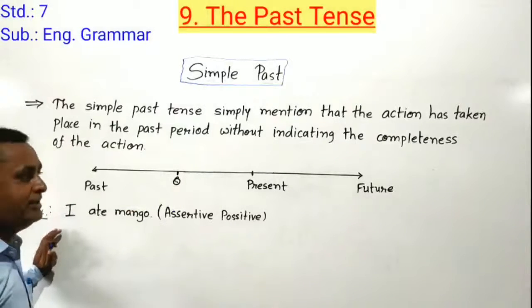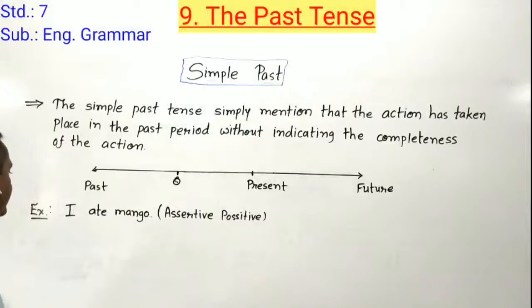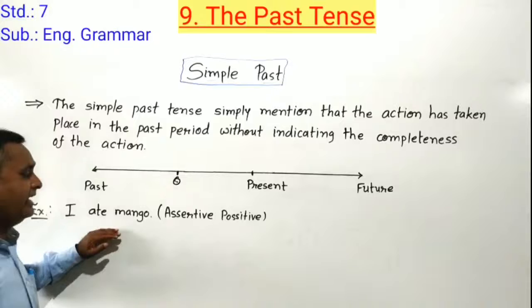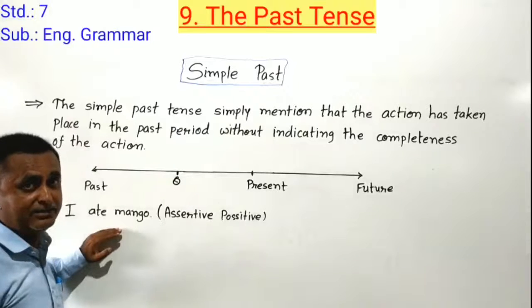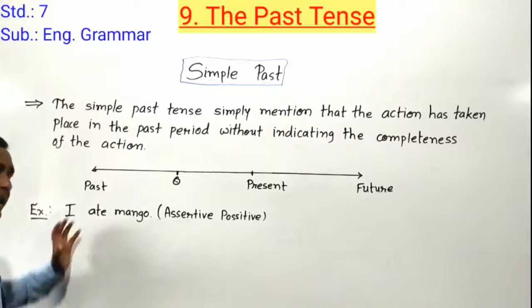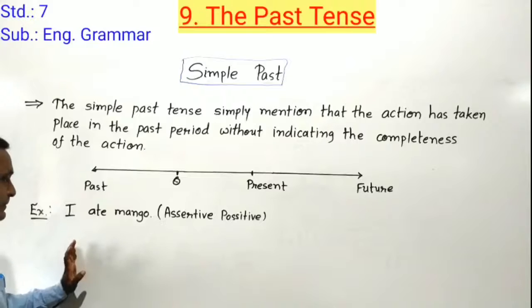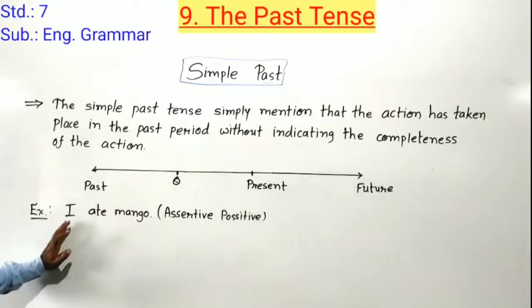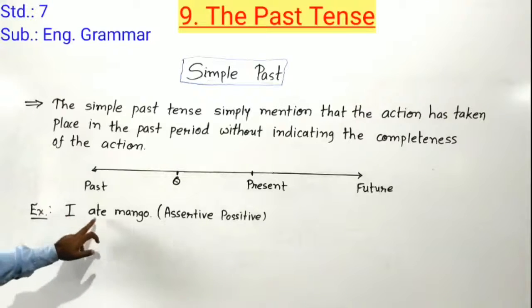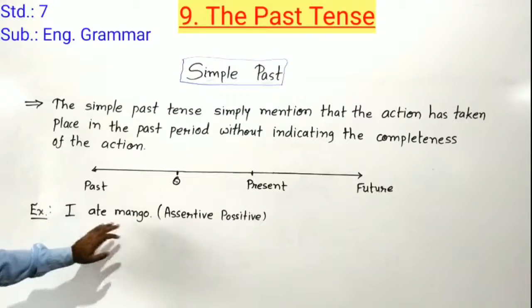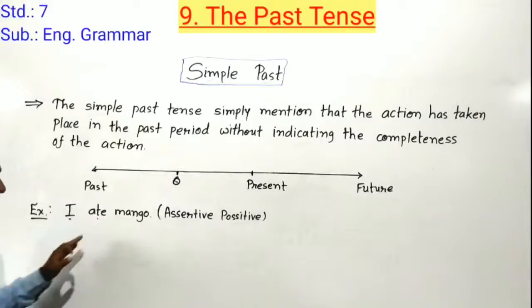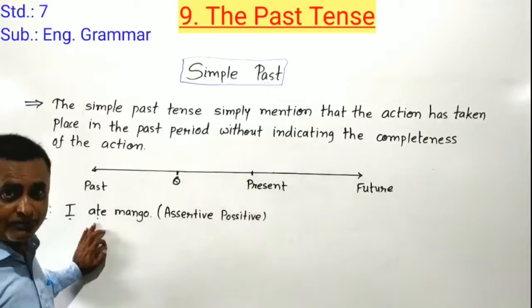With example, we have to understand about it. Here I write one example. We already took that example in our present tense understanding. Here I use that example in past tense understanding. First example is given here. I ate mango. I ate mango. Here I is known as a subject. Ate is a verb here, but in V2 form.